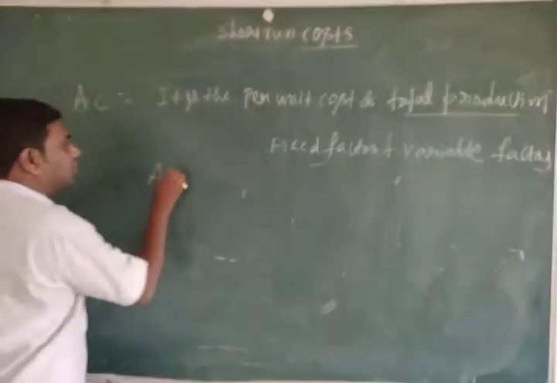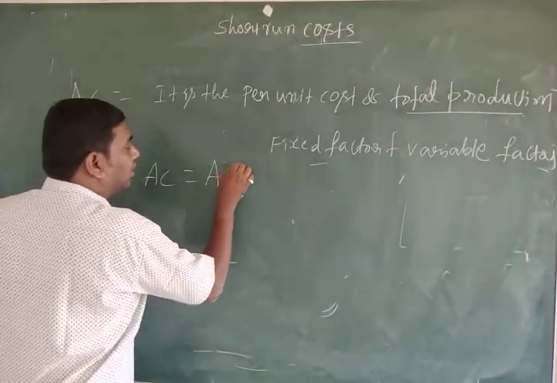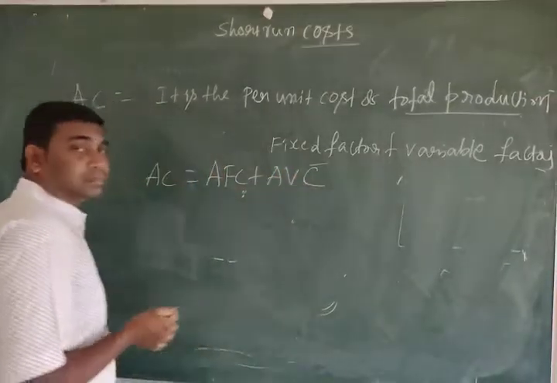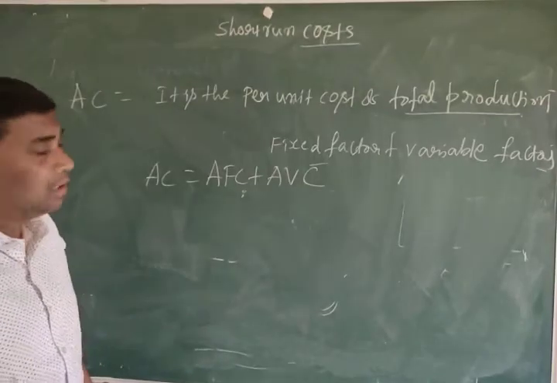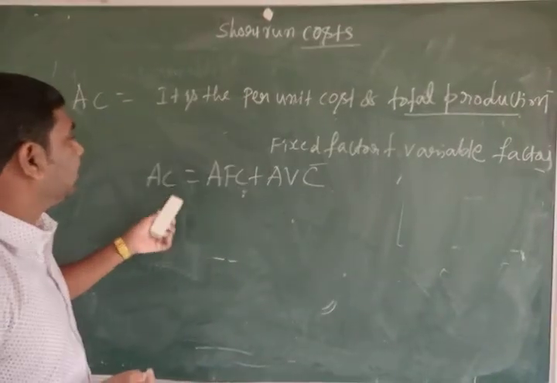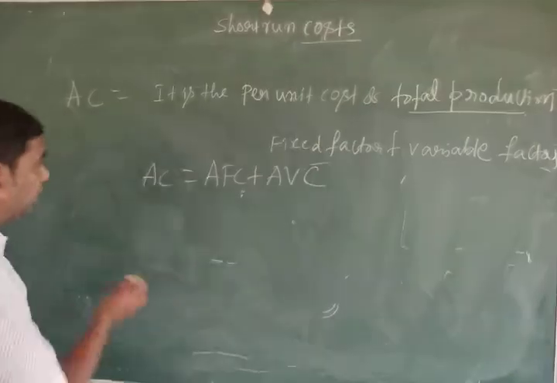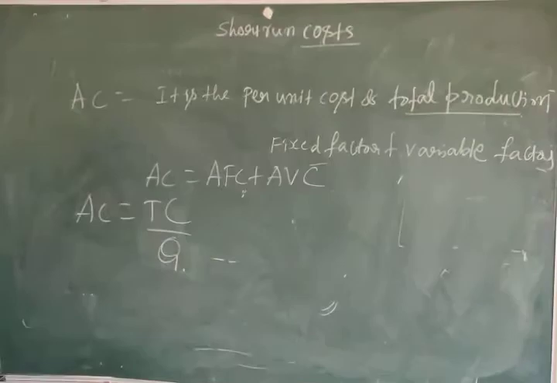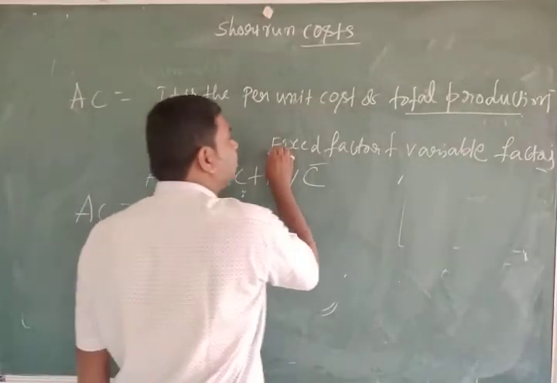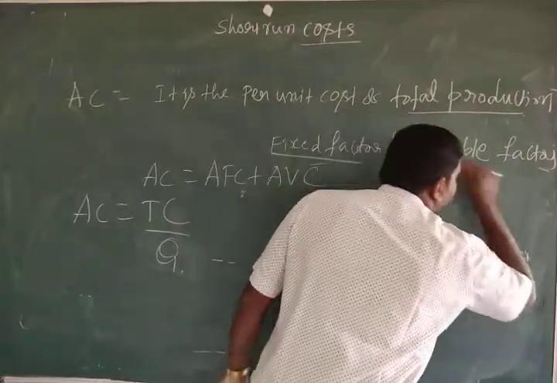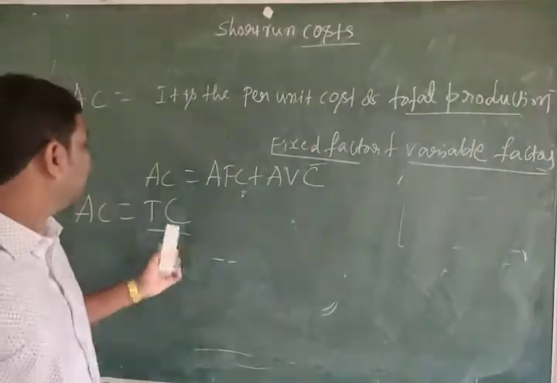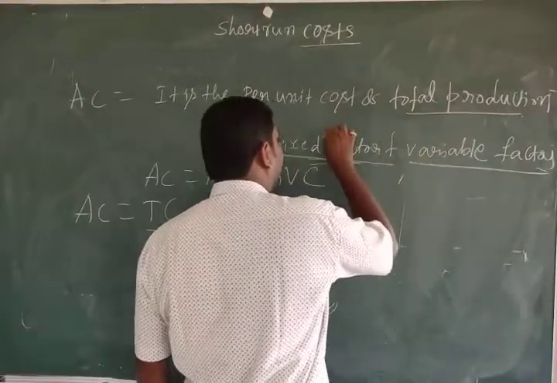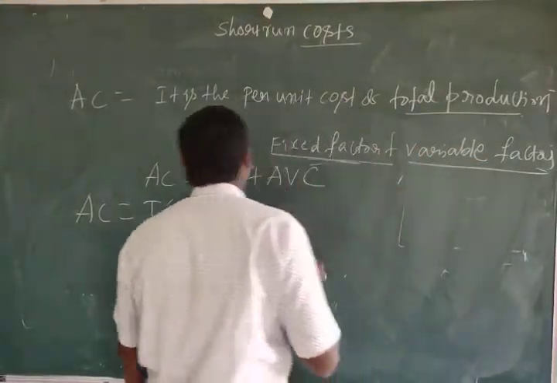To get average cost, there is a formula, that is AFC plus AVC. Simple. In other words, we can say AC is equal to TC divided by Q. Total cost means how much we are expensing on fixed factor and how much on variable factor. That is called total cost. Total cost per unit of production is called average cost.